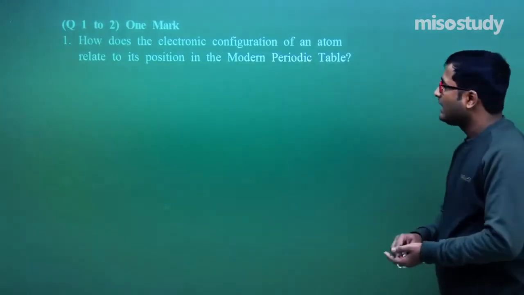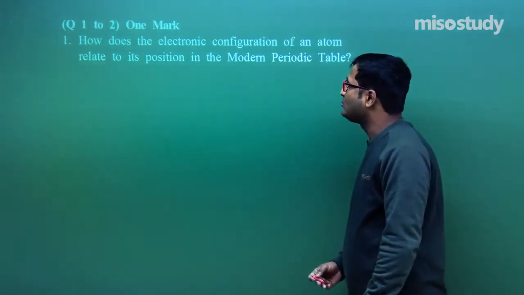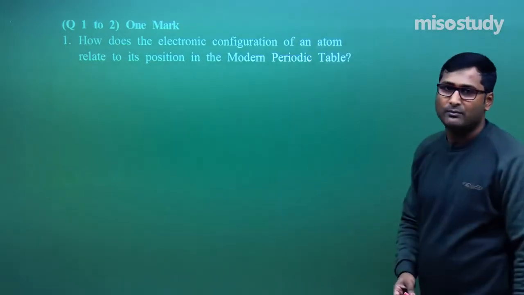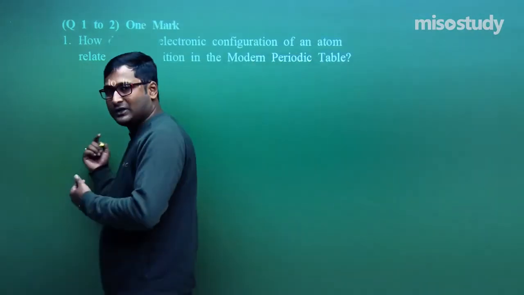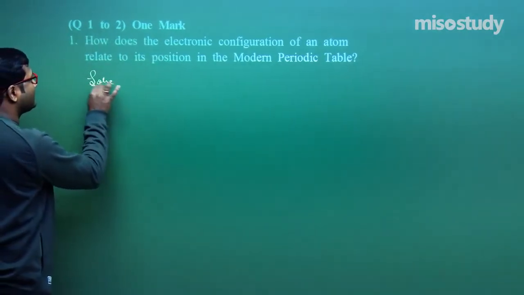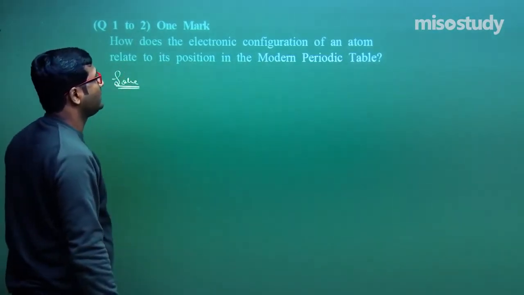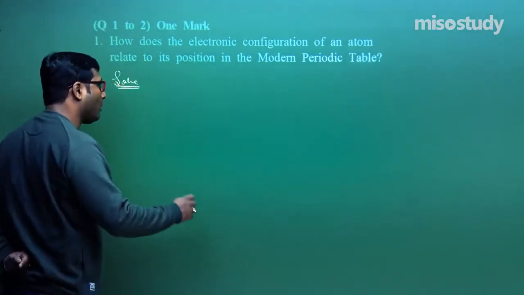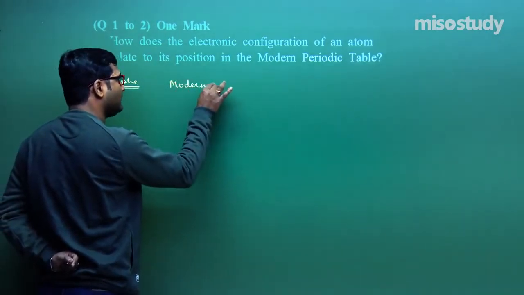Question number 1. How does the electronic configuration of an atom relate to its position in the modern periodic table? Okay. Now, I'm starting from here. Listen carefully. How does the electronic configuration of an atom relate to its position in the periodic table? As we all know, modern periodic table. Listen carefully.